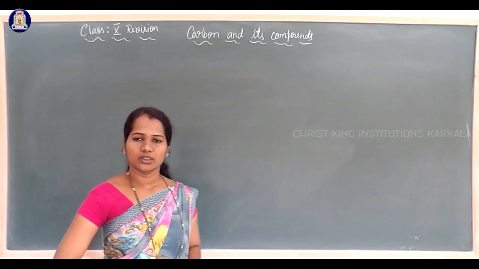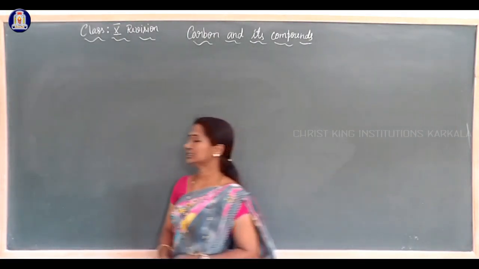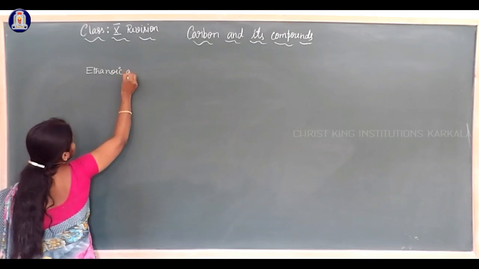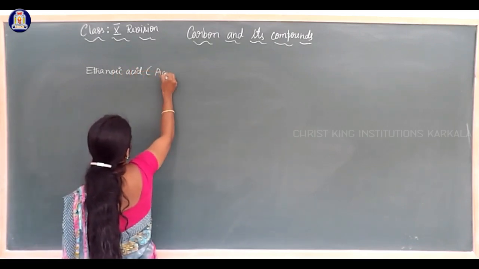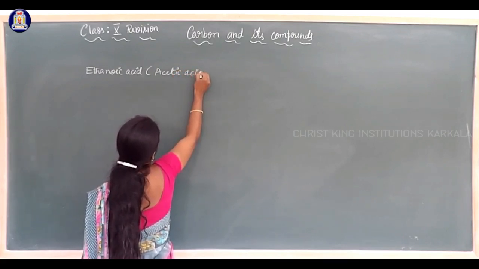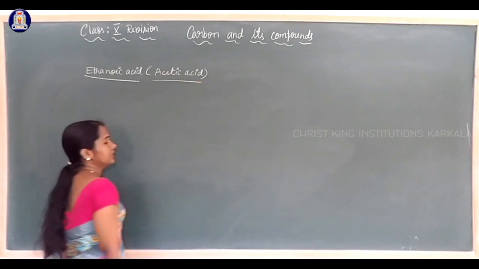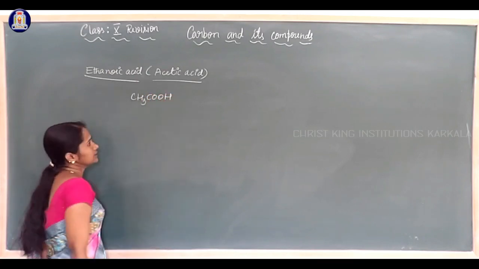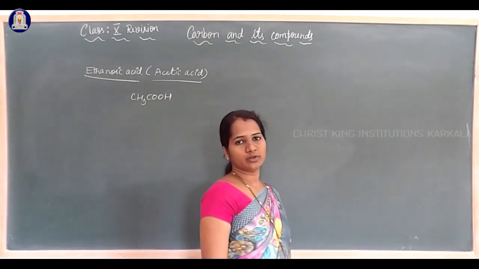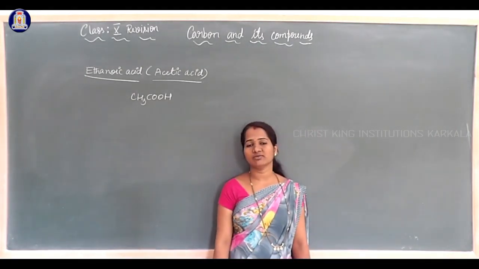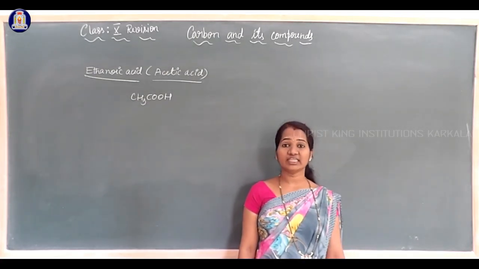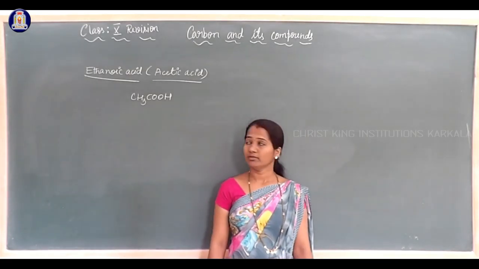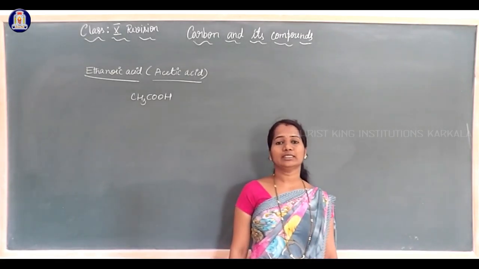Now we will move to the next important carbon compound, that is ethanoic acid. Ethanoic acid is also called acetic acid. What is the formula? CH3COOH. This is acetic acid or ethanoic acid. A 5 to 8% solution of acetic acid in water we call vinegar. It is a best preservative and can be used as a preservative in pickles. Now we'll move to the chemical properties of ethanoic acid.